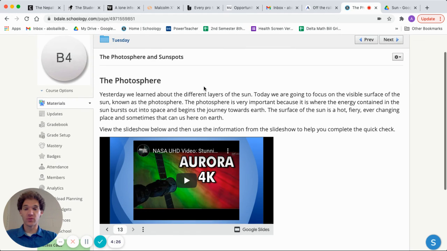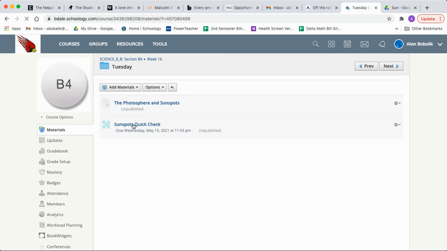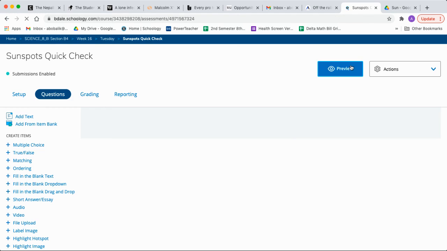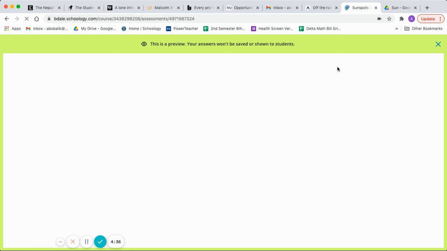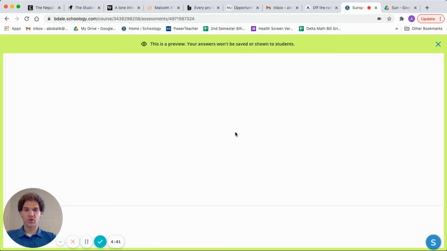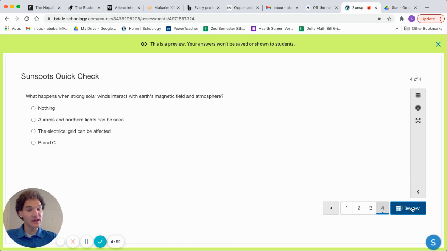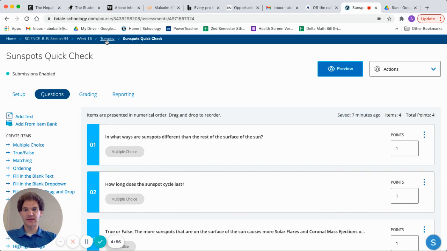So then when you're done going through the slideshow, then head on over to the Sunspots quick check. Take a quick look at it. Quick look at the quick check. See what I did there. You get 2 attempts like normal. 4 questions out of 4 points. Pretty straightforward stuff. You got a multiple choice, true, false, and another multiple choice. Read carefully. You might get tripped up a little bit. So that's what we need to work on today.